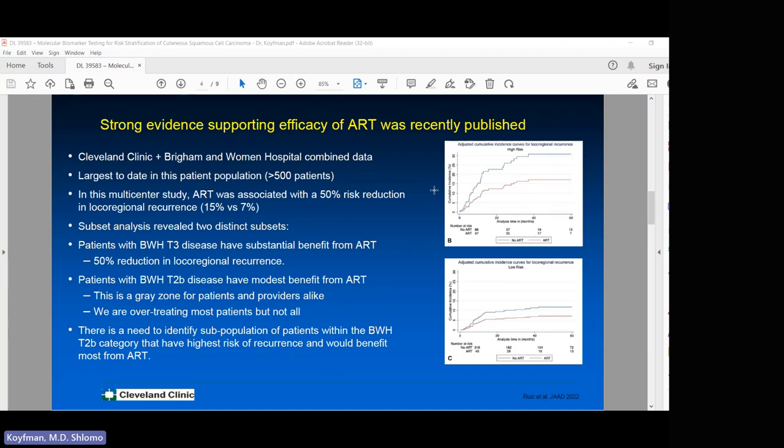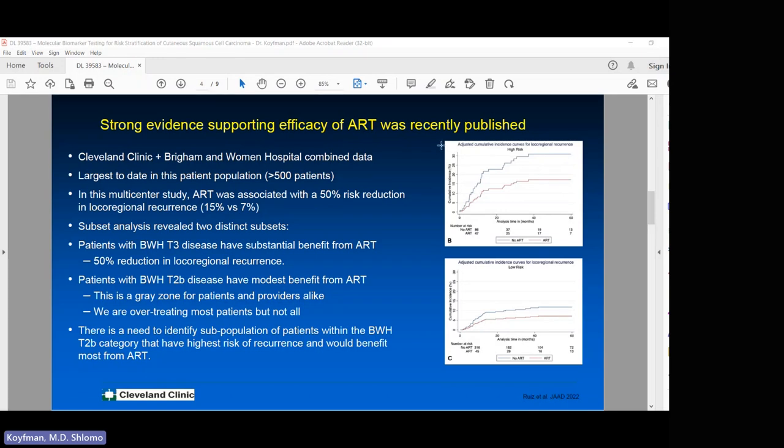However, 15% is a very difficult thing to have a conversation with patients about. If you have a 15% risk, should they or not, people don't know what to do with that. If it's less than 10%, they usually don't want it. If it's more than 20%, we usually give it. 15% is a hard place to be.